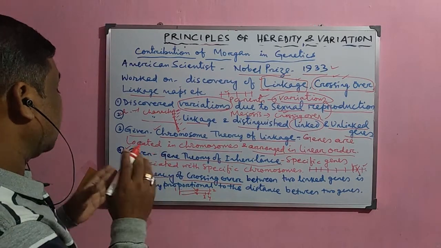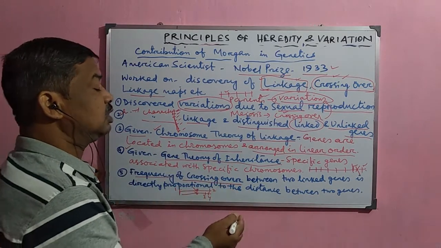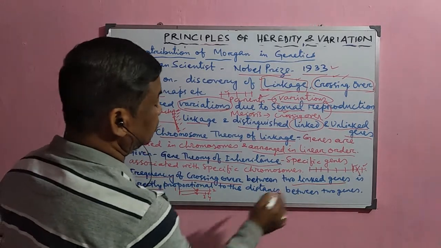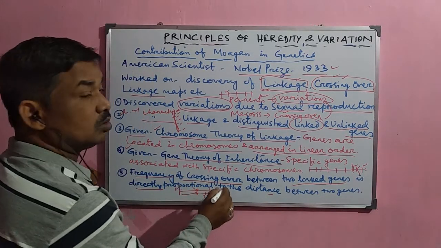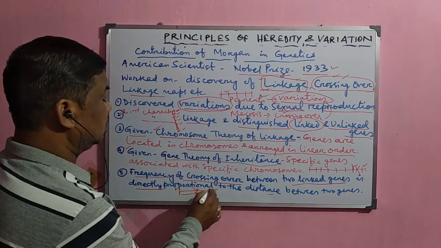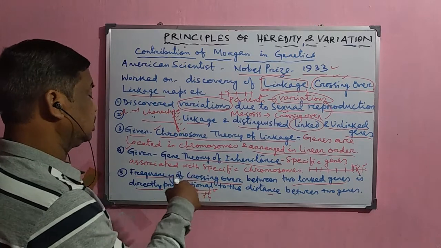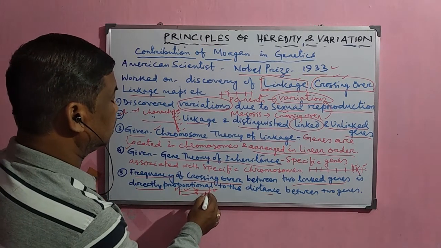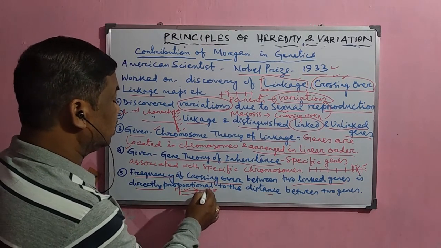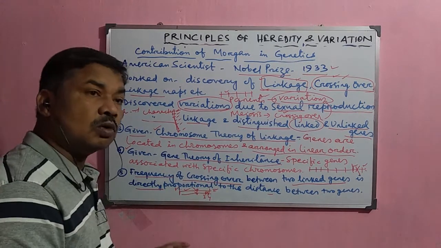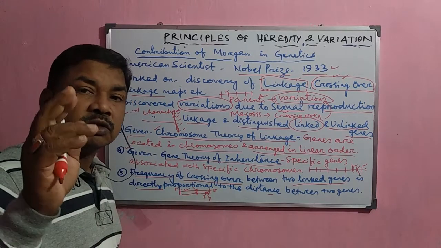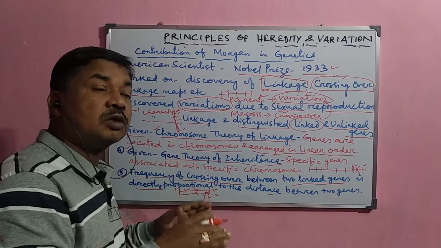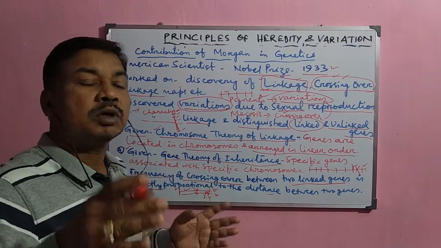So the frequency of crossing over between two linked genes is directly proportional to the distance between the two genes. Suppose this is gene number 1 and this is gene number 2, and the distance between them is very large. Therefore the chance of crossing over is greater in comparison to genes 3 and 4, because 3 and 4 are very close to one another. So the chance of crossing over at this point is very low, because the distance is short. That is why they normally do not separate from one another, and they normally pass together from one generation to the next.